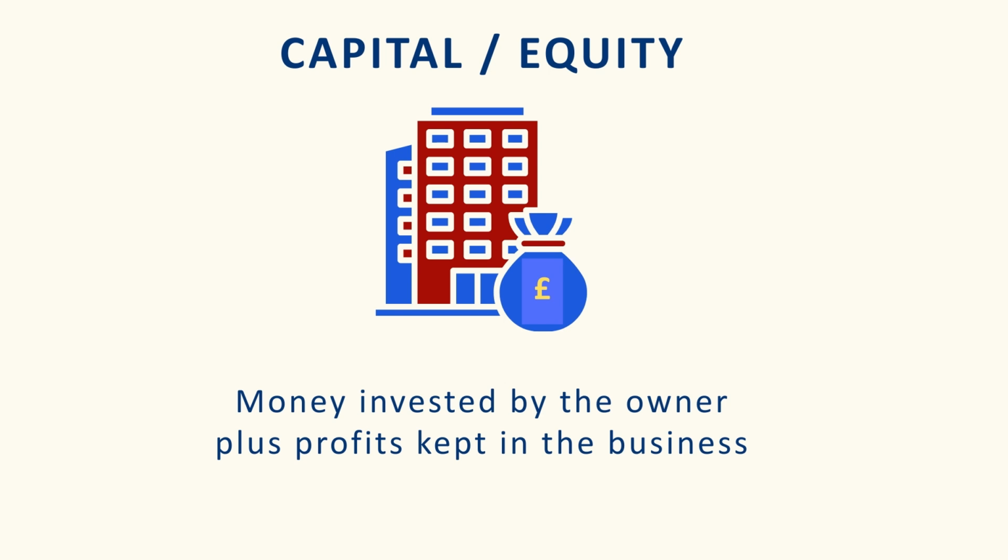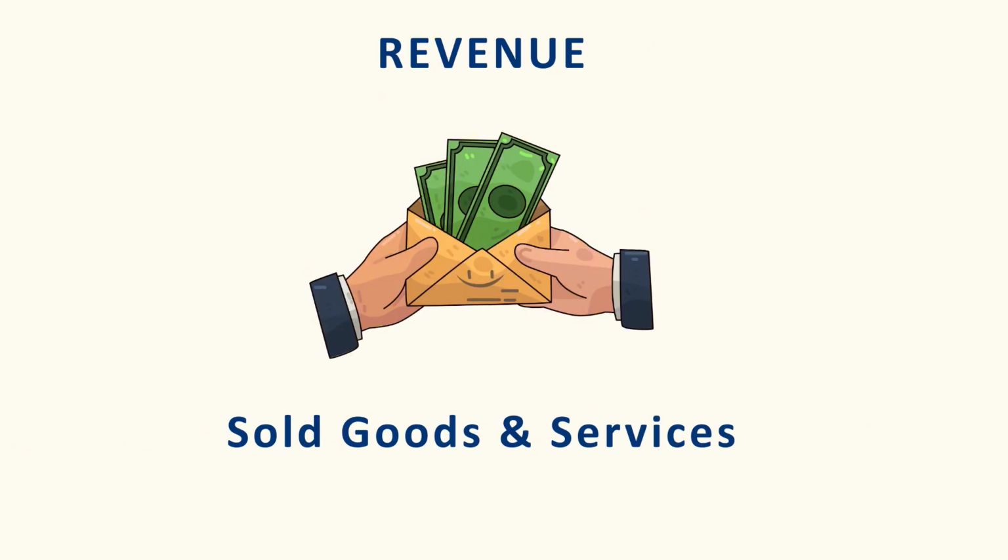First, owner's investment. This is the money or assets the owner puts into the business to get it started or help it grow. And second, profits kept in the business. When the business earns a profit and the owner leaves some of it in the business instead of taking it out, that increases equity. Then we come to revenue.